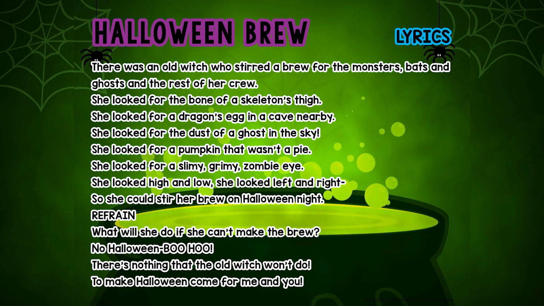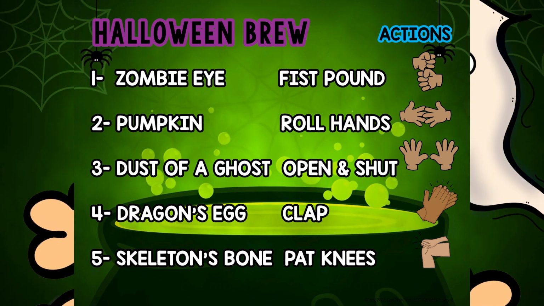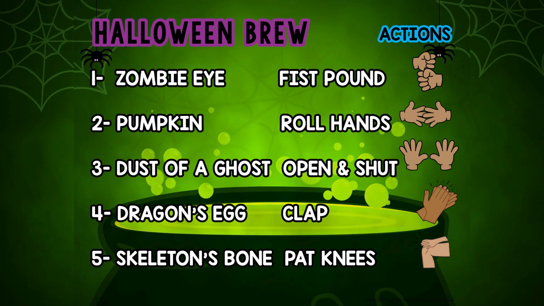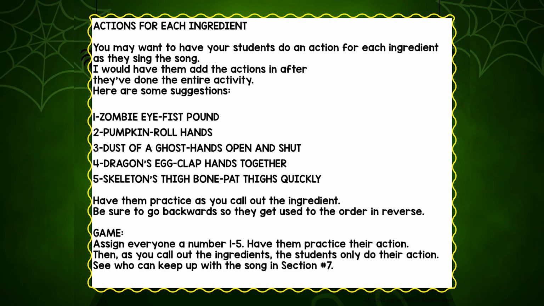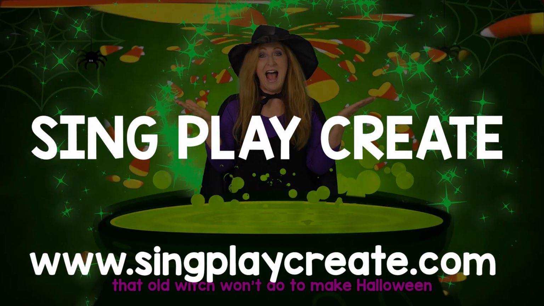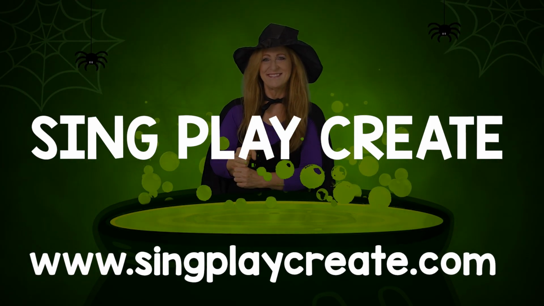So there is a free resource, as you can see in these slides. The kids are going to do the different actions. When they see the zombie, they're going to pound their fist. When they see the pumpkin, they're going to roll their hands. When they see the ghost, they're going to open and close their hands, open and shut them. And then when they see the dragon's egg, they're going to clap their hands together. And when they see the skeleton's thigh bone, they're going to pat their thighs quickly like rattling bones. You can go through the activity directions using the freebie from the Sing Play Create free resource library, and then you can put it with the video and have the students play along.